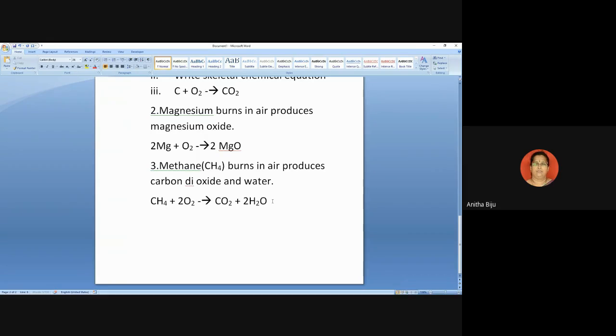This way of balancing the equation is known by the name hit and trial method. Write the name of this way of balancing the equation, okay? Hit and trial method. This way of balancing the equation is the hit and trial method. Okay? So this is the best way of balancing a chemical equation. Now this is all about today's description.